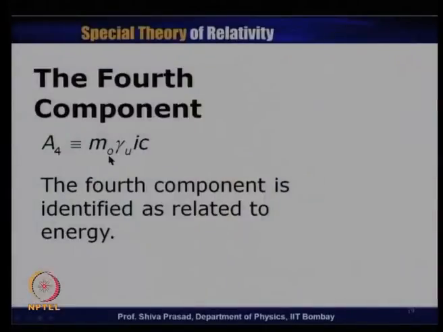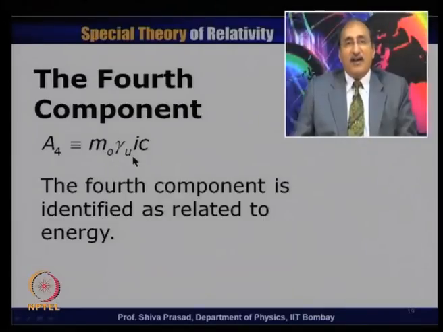So, once we realize that in this particular case, in the new definition in relativity, conservation of momentum critically depends on the conservation of the fourth component, let us think whether this particular fourth component can be somehow related to another important quantity, which is called energy. This was my fourth component. A4 was equal to m naught gamma u iC. So, let us try to look whether this fourth component can be related to energy.